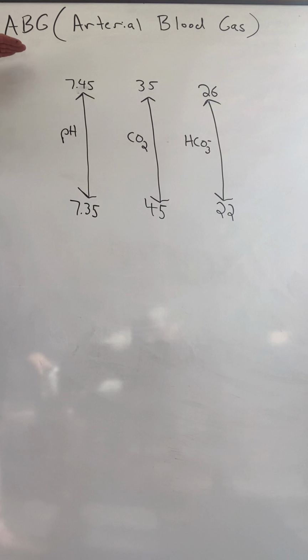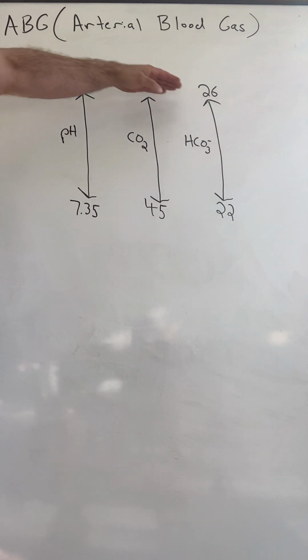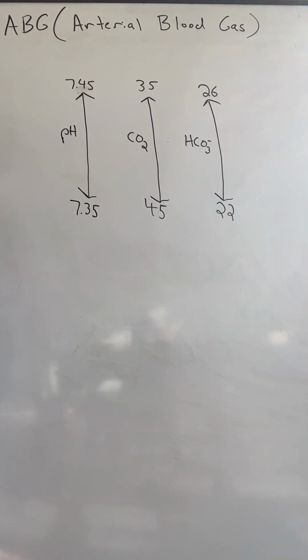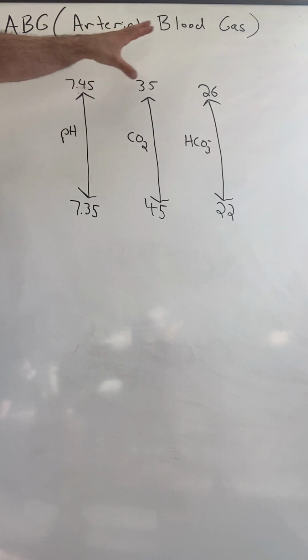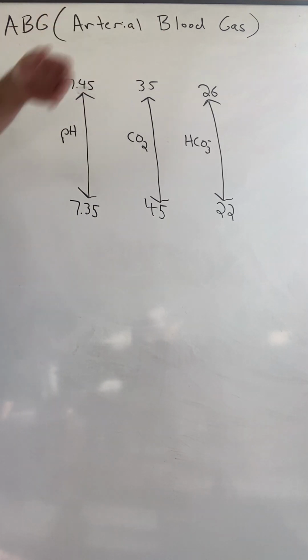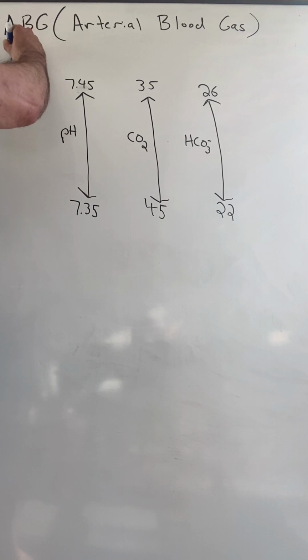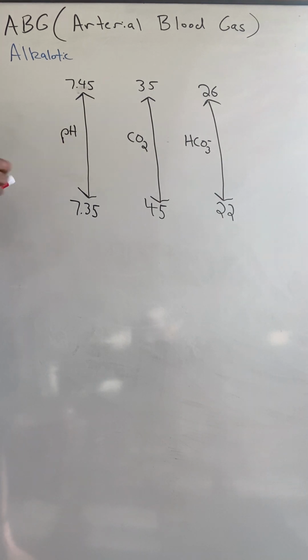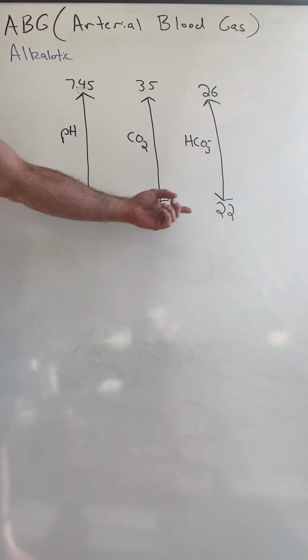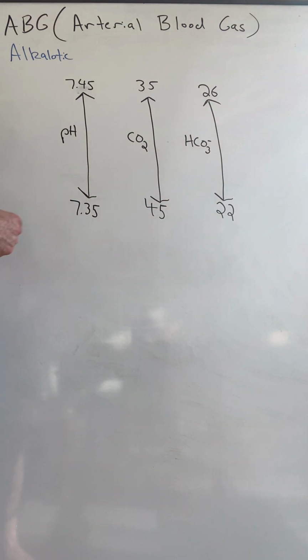So the top end, anything above 7.45 is alkalotic. Anything above 26 for the bicarb is also alkalotic. But for CO2, any CO2 lower than 35 is alkalotic. So that's why I put it on this side. Everything above or below these lab values here is considered alkalotic. Everything below here, so a pH less than 7.35, a CO2 greater than 45, a bicarb less than 22, is all going to represent acidosis. So these are acidotic.